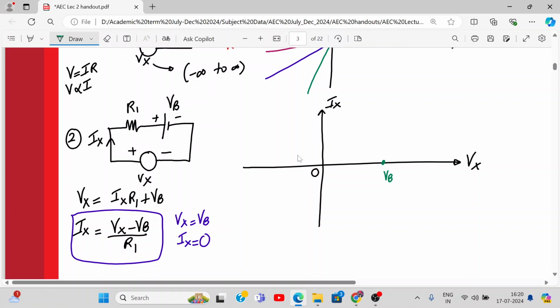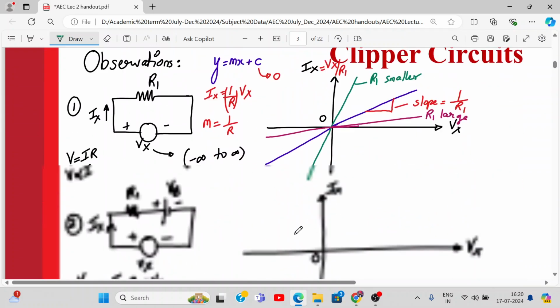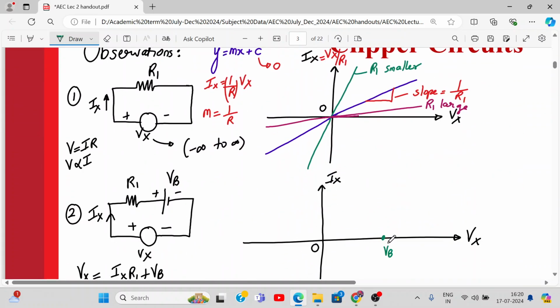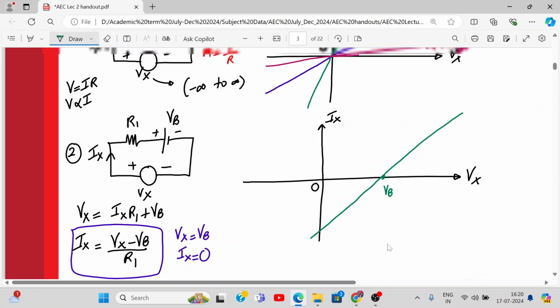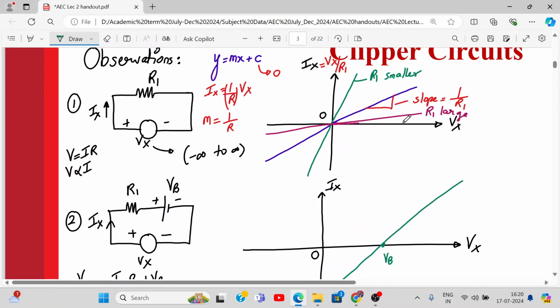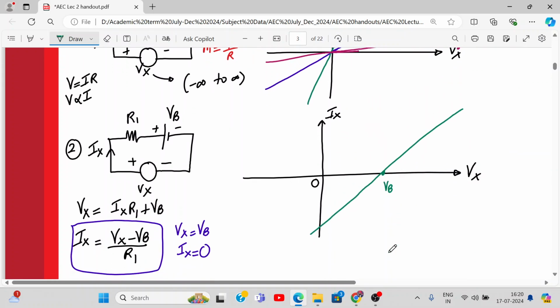Now what will happen? Whatever happened over here, the same thing will happen over here. It will be a line passing through. Now Vb is the new origin. Yes or no? So the graph will look something like this. This is the same line, the only thing is the origin is shifted to Vb. Are you agreeing?